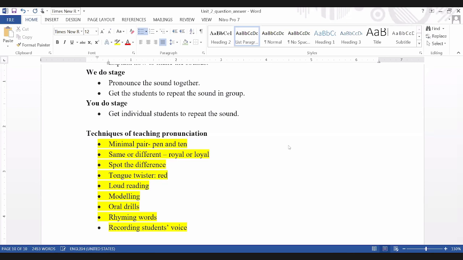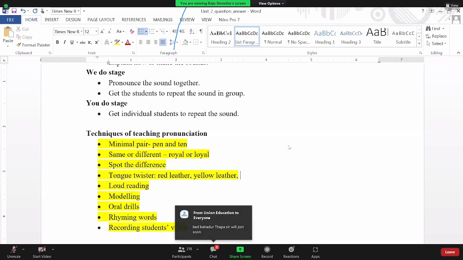Red leather, yellow leather, red leather, yellow leather. So we pronounce these words. Pronunciation will be to some extent similar, but the words are different. Red leather, yellow leather. So further, we can use these for habituating the tongue or familiarizing the tongue with the different words.